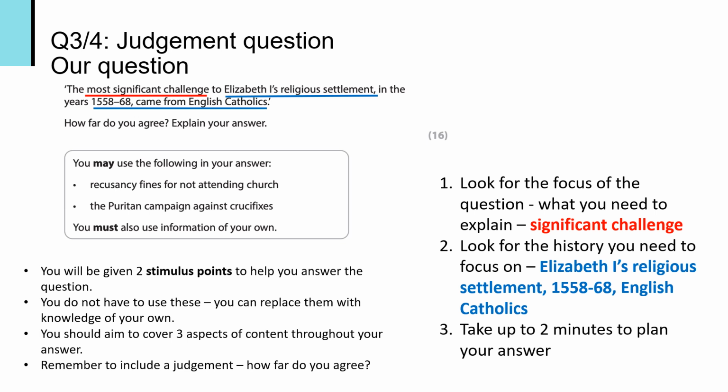Examiners try to choose stimulus points that will be familiar to students, but don't panic if you don't recognise one of them or can't remember much about it. You don't have to use our stimulus points, and you are free to write about what you know in your answer.